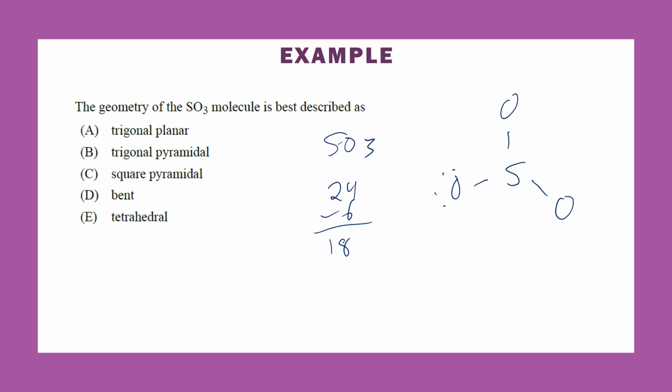So 1, 2, 3, 4, 5, 6, 7, 8, 9, 10, 11, 12, 13, 14, 15, 16, 17, 18. Look, I used all 18, and there's none left over. Once you do that, you need to check the octet rule. All of the oxygens have a full octet, but the sulfur does not. That sulfur only has 6. So to satisfy the octet rule, I'm going to change one of those lone pairs into a double bond, like that. Now the sulfur has a full octet and the oxygen has a full octet.